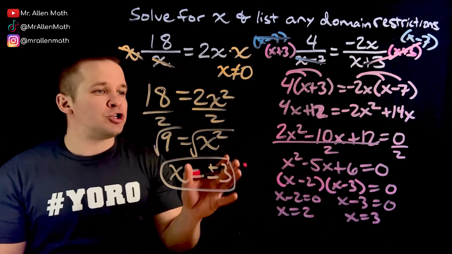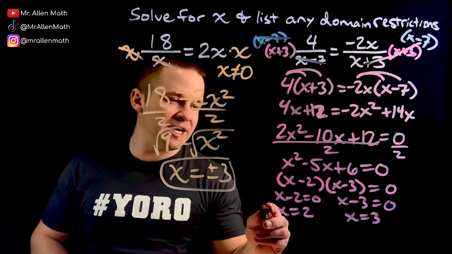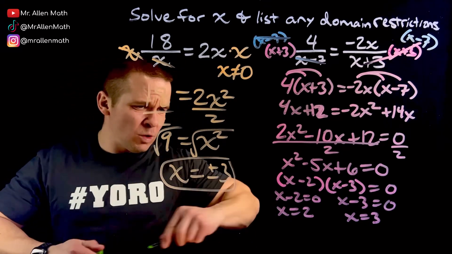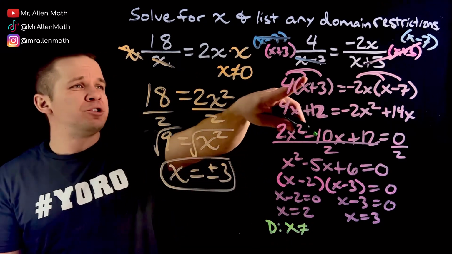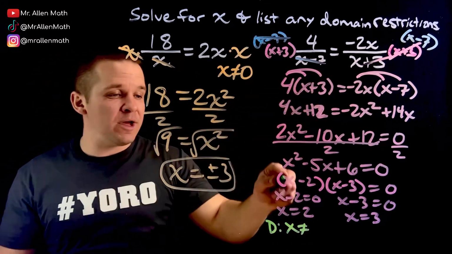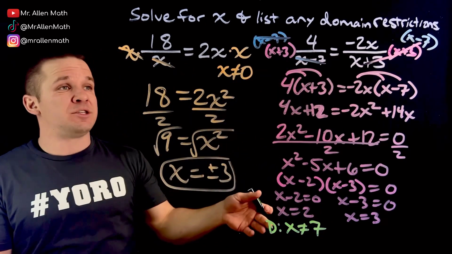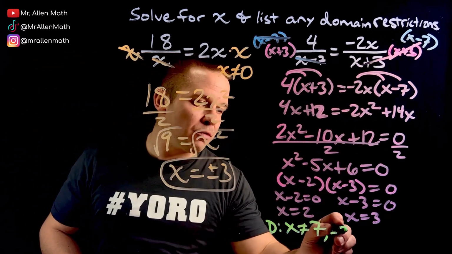Now, I do need to check my original problem for those domain restrictions that I did not write down at the very beginning. I'll do that in a different color. The domain restriction is x cannot equal, let's look at our original, I had x minus 7 up there, so it can't equal 7 because that would cause my denominator to be 0, thus dividing by 0, undefined. And then over here, it's going to be negative 3.